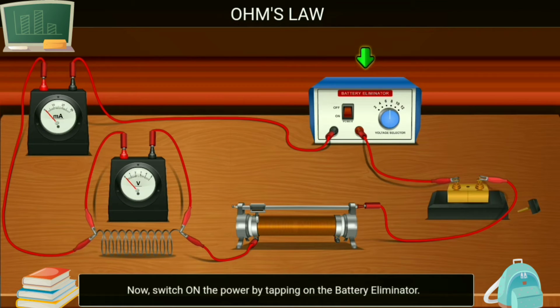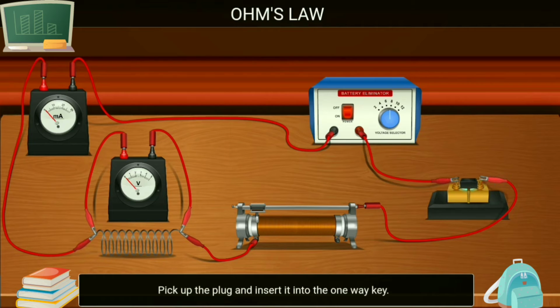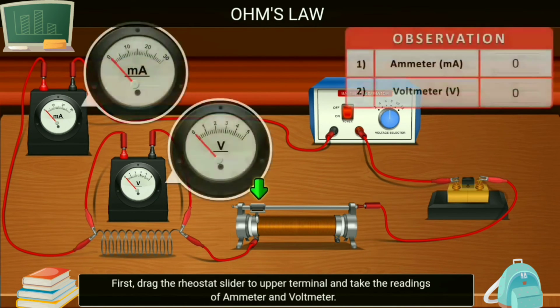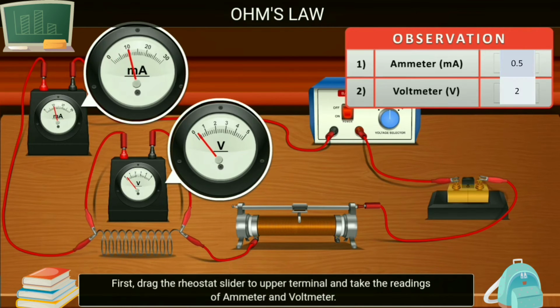Now, switch on the battery eliminator. Pick up the plug and insert it into the one-way key. First, drag the rheostat slider to the upper terminal and take the readings of the ammeter and voltmeter.